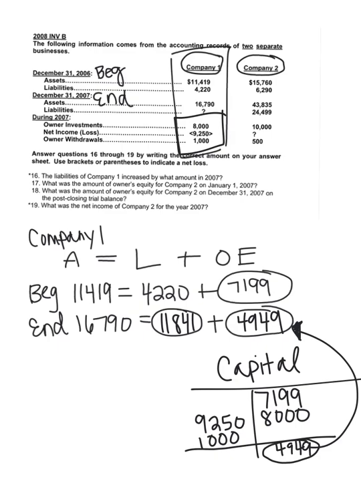So on number 16 in the questions, it asks, the liabilities of Company 1 increased by what amount in 2007? So we're looking only at the liabilities for Company 1, and we just want to know how much they increased by. So if I started the year off with $4,220 and ended the year with $11,841, we could subtract those two to figure out how much they increased by. And that would be an increase of $7,621.